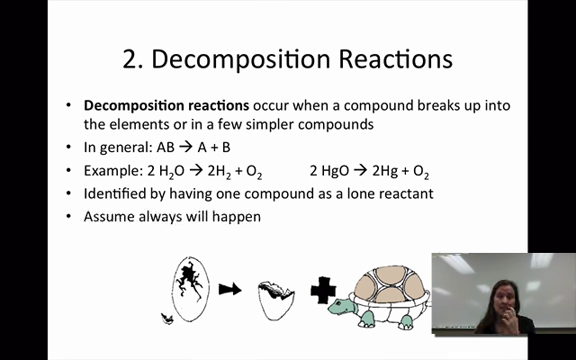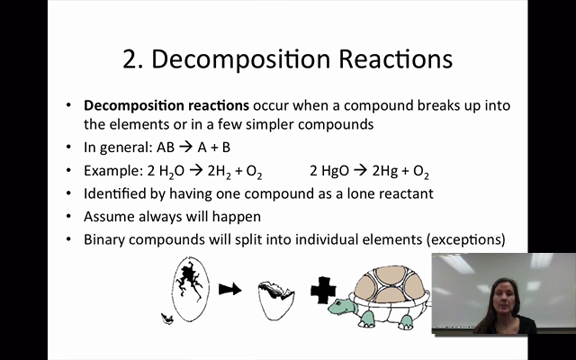The way you'll be able to identify them in regards to that learning target is if you look at the reactants and you see a compound, just one lone compound, that is a decomposition reaction. We will assume these reactions always happen. There's no other rules we need to consider, but there are exceptions to how things decompose, same as there were exceptions to how things synthesize.